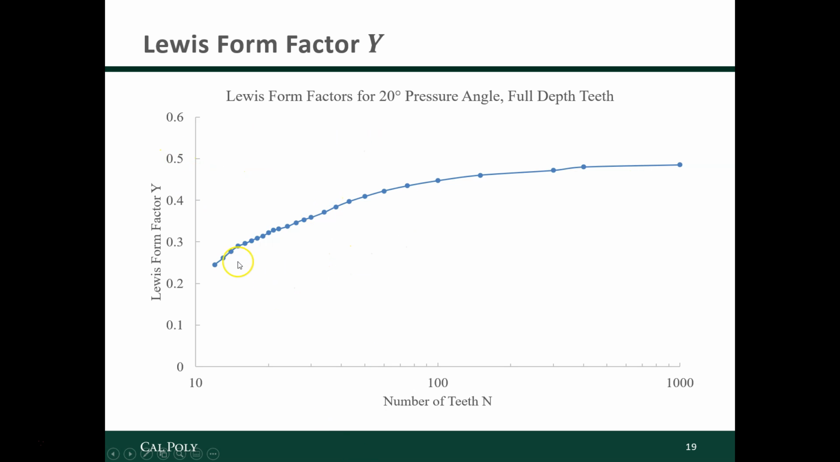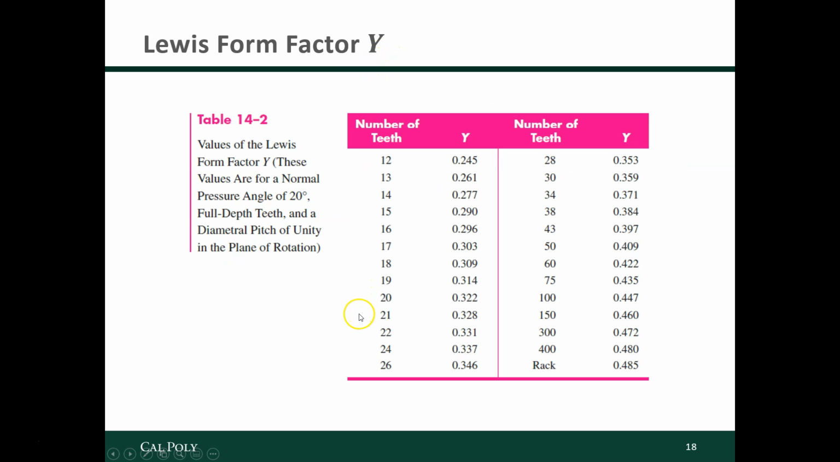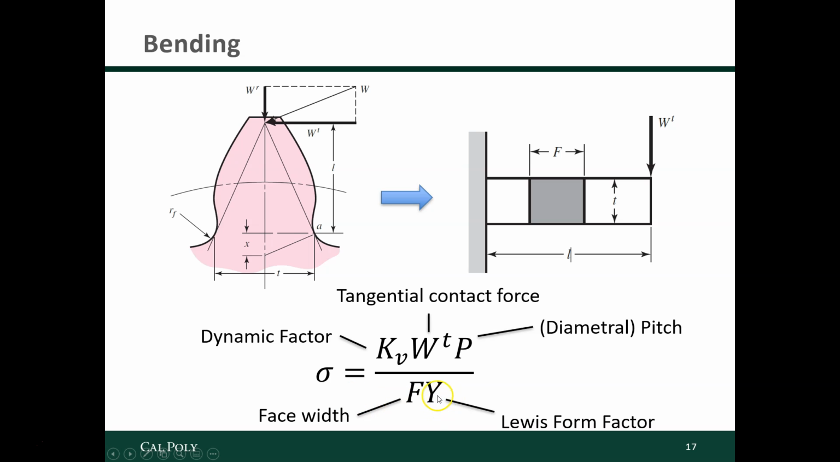Now that means that, for a small number of teeth, the Lewis form factor, which is in the denominator of the equation for stress, so here we have it in the denominator of the equation for stress, if we have a smaller Lewis form factor, the stress is going to be higher. So for a smaller number of teeth, the stress is proportionately or disproportionately a little bit higher than you might expect otherwise because of this Lewis form factor.